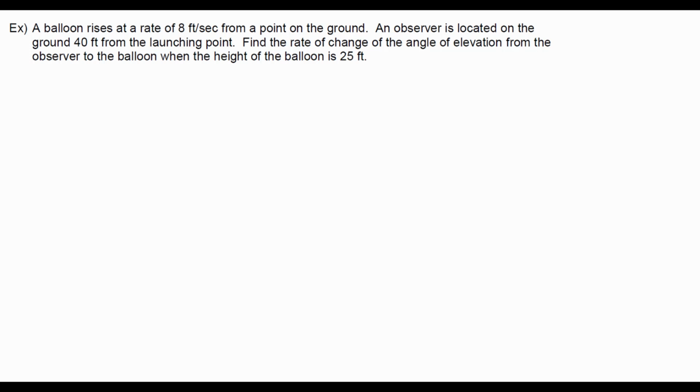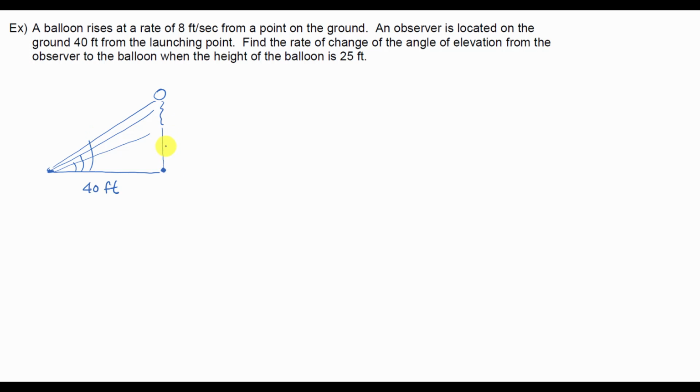Are we getting this? Let's draw the picture again. It will help us to understand. So there's a balloon and it is rising from the ground. And here's an observer located 40 feet away from the launching point. So as the balloon rises, the angle of elevation will change. Is that right? And that's what they're asking you to find.